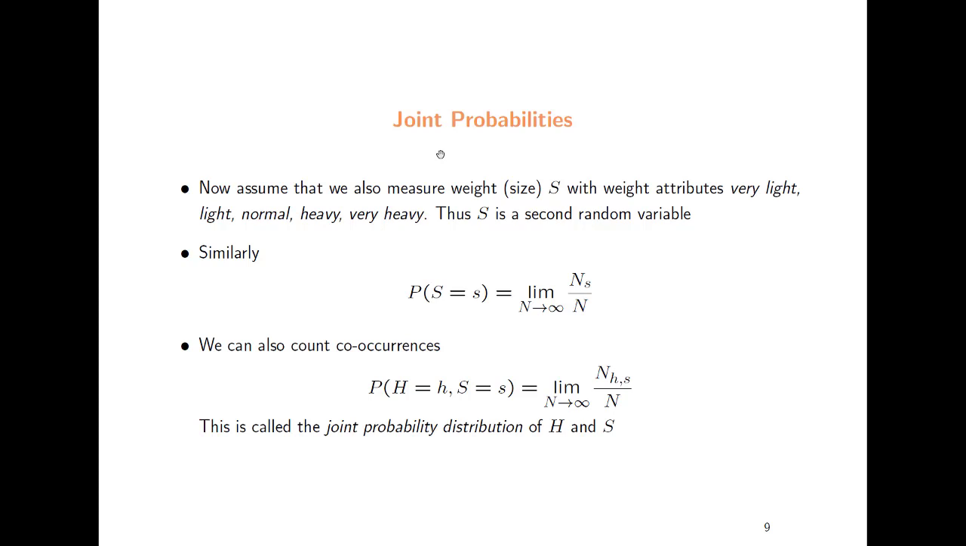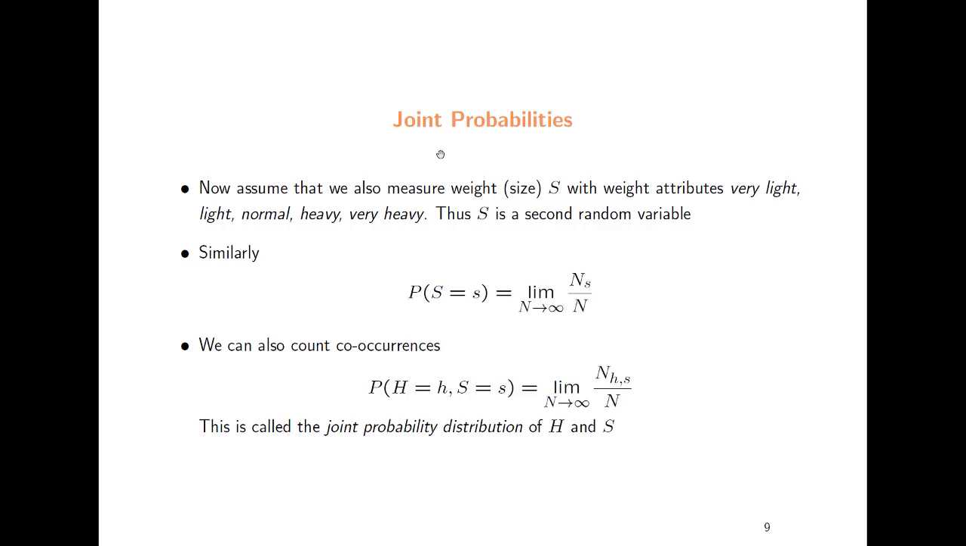But now it also gets more interesting. We can also define the probability that the height is h, small h, and the size is small s. So we are looking now at two random variables, and that's naturally the limit as n goes to infinity of the number of times that a student has the height h and the size s, divided by the number of students in the sample n. This is called the joint probability distribution of H and S, height and size. Typically there's some correlation, so tall people are a little bit heavier than light people. But okay, this is the definition.